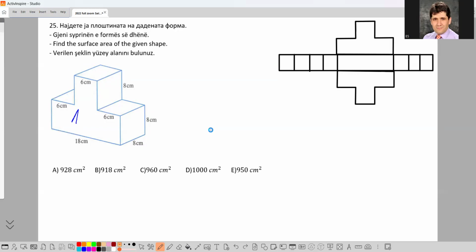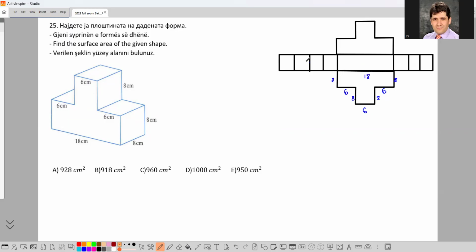But look at this part. If you unwrap and you write the dimensions here, what are the dimensions? 6, 6, 6. This one is 8, 8, 8, 8. And the sides here, the total length here is 18.